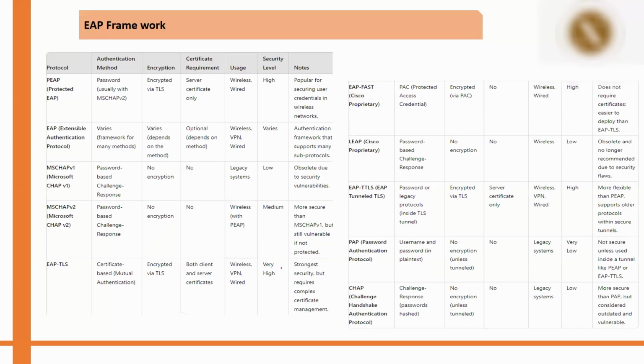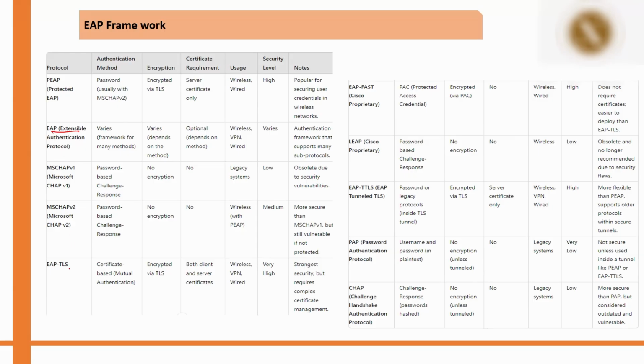This is the EAP framework. You can see the differences: authentication method, encryption type, certificate requirement, usage, where it is used, security level. PEAP is popular for securing user credentials in wireless networks. EAP, you can see, is an authentication framework that supports many sub-protocols. So it is a framework actually. In that you have MSCHAP v2, MSCHAP v1, PEAP and all.